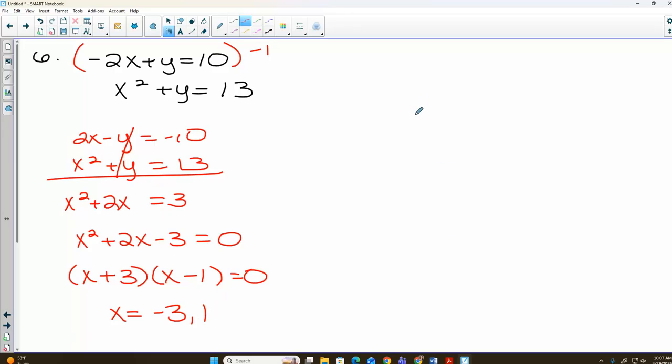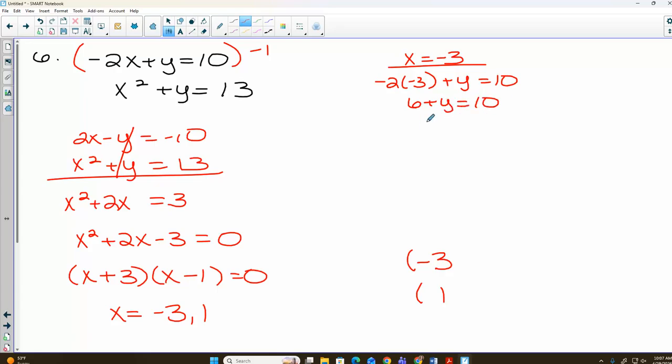Okay, I have two x's. These are separate. So in one ordered pair, my x is -3, and in one ordered pair, my x is 1. Now I have to plug those in. So if I put in a -3, if I just go with the first one, so -2x plus y equals 10. So then we get y to be 4.